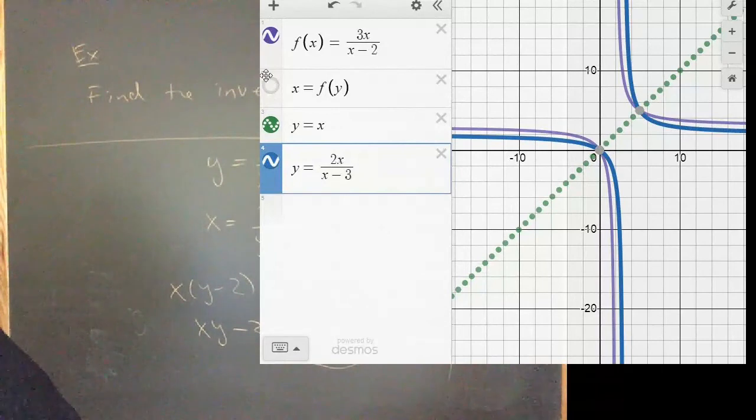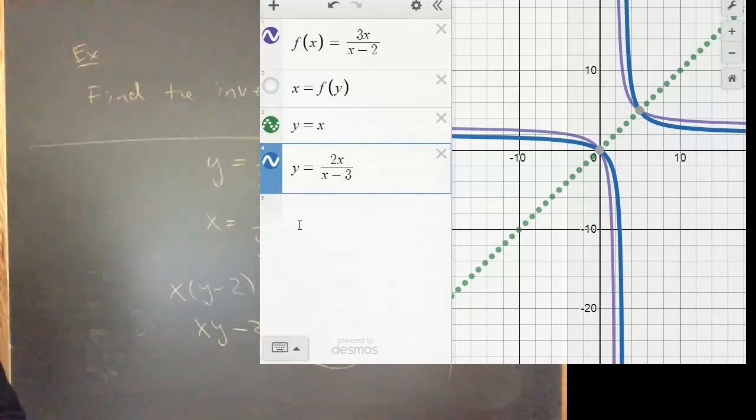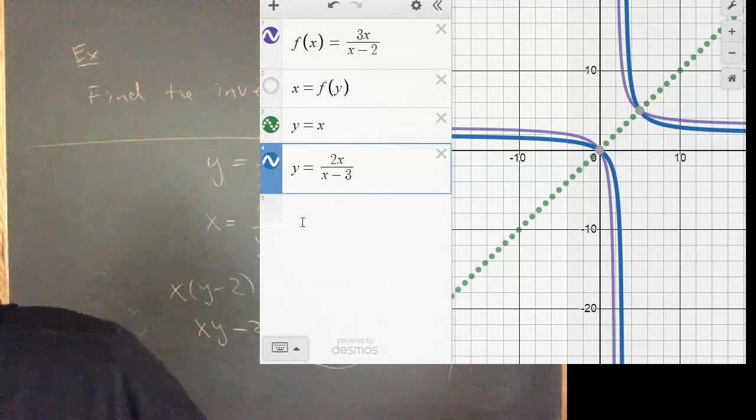And there you have it. It's exactly the same as this graph right here. Okay, so what we have is an equation where the x and the y values are swapped out. And that's what we wanted graphically, and that's what we did algebraically.